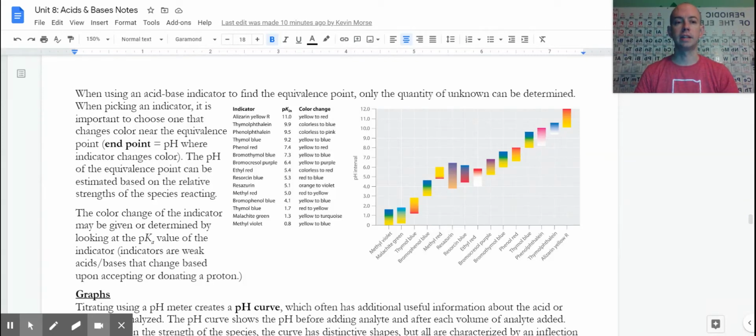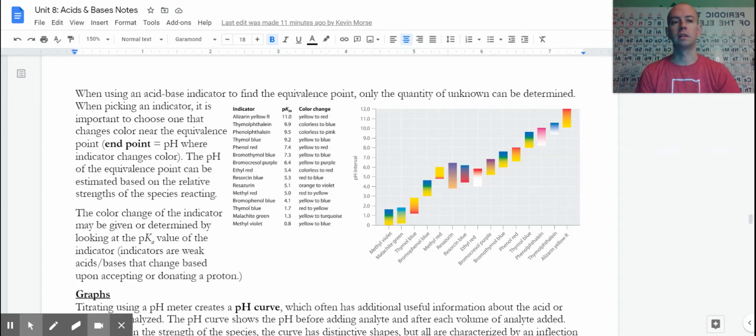When we are doing a titration, we need to think about how we can know that we have reached our equivalence point. One way to do that is to measure the pH throughout time. We then would make a graph of it, and we'll look at graphs of different combinations of acids and bases in the upcoming videos. The other way is to use an acid-base indicator.